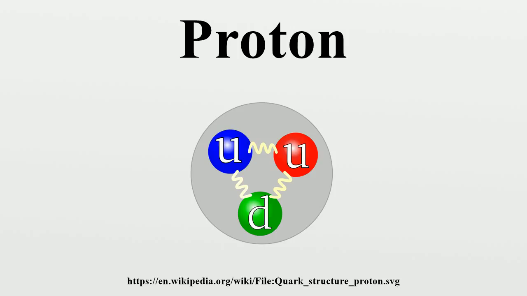The rest masses of the quarks contribute only about 1% of the proton's mass. However, the remainder of the proton mass is due to the kinetic energy of the quarks and to the energy of the gluon fields that bind the quarks together.